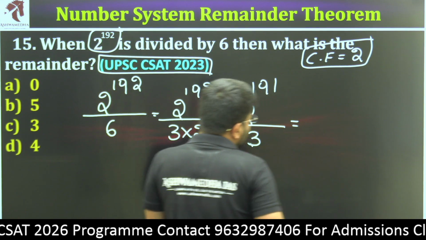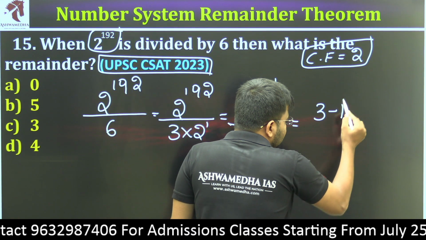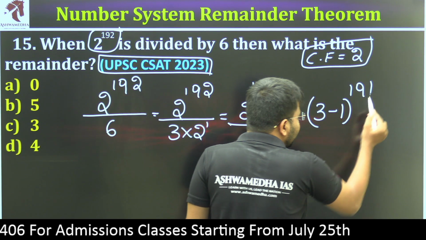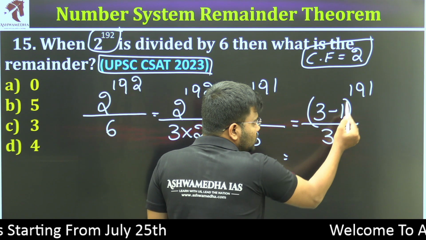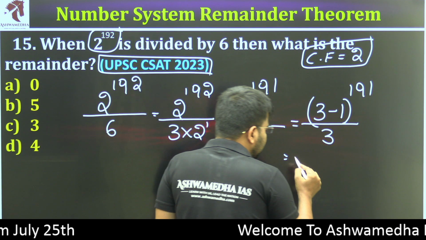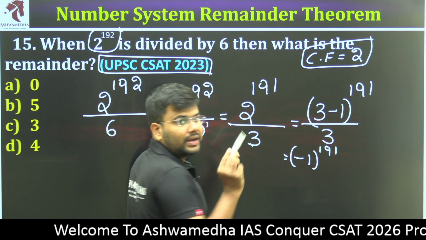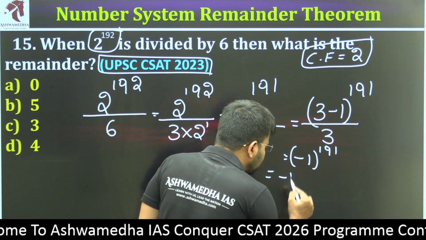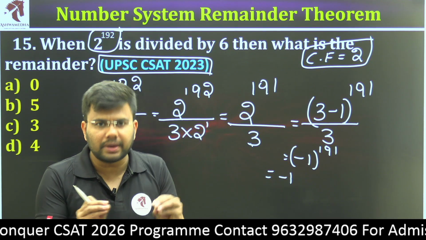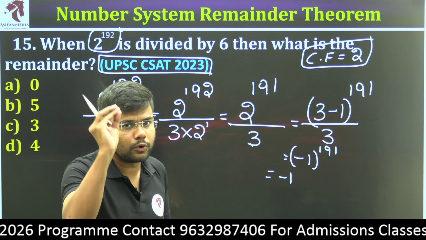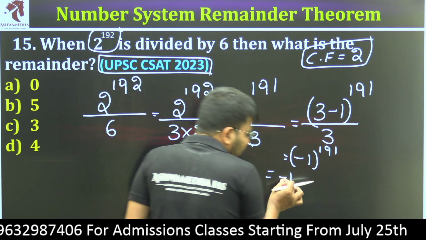So now 2 power 191 divided by 3. The numerator can be written as 3 minus 1 whole power 191 by 3. Look here. Now 3 minus 1 whole power 191 means the remainder is minus 1 power 191. Now minus 1 to the power of 191 is odd, hence the remainder would be minus 1 itself. Now apply the remainder theorem logic properly. Can there be a negative remainder? No. You need to practice 3 to 4 times and attend the tests. Then only you will be able to solve. Now here it will be negative.